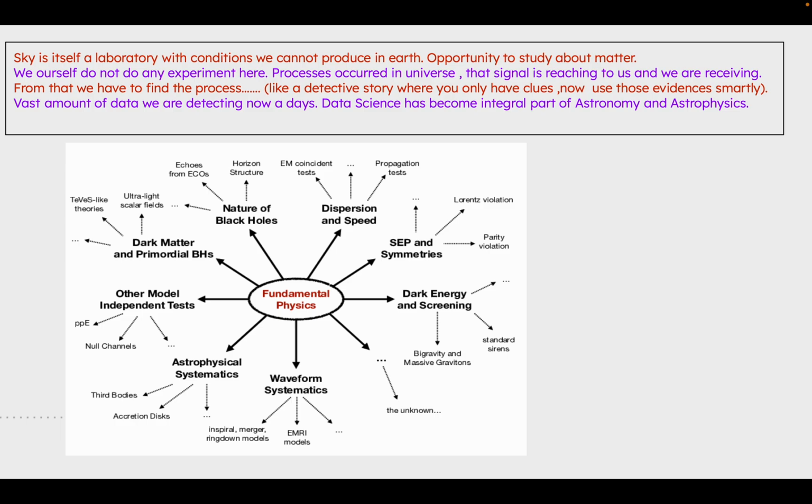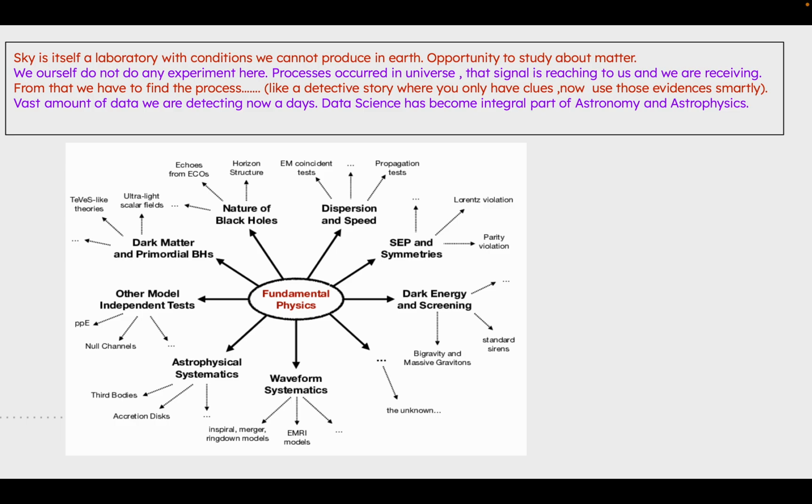In modern days the telescopes have improved. The resolution of the telescopes has improved. We have seen in the Gaia mission and the Hipparcos mission how the data volume has increased nowadays. With these missions, we are detecting a vast amount of data. So data science has become an integral part of astronomy and astrophysics since the 2000s era.